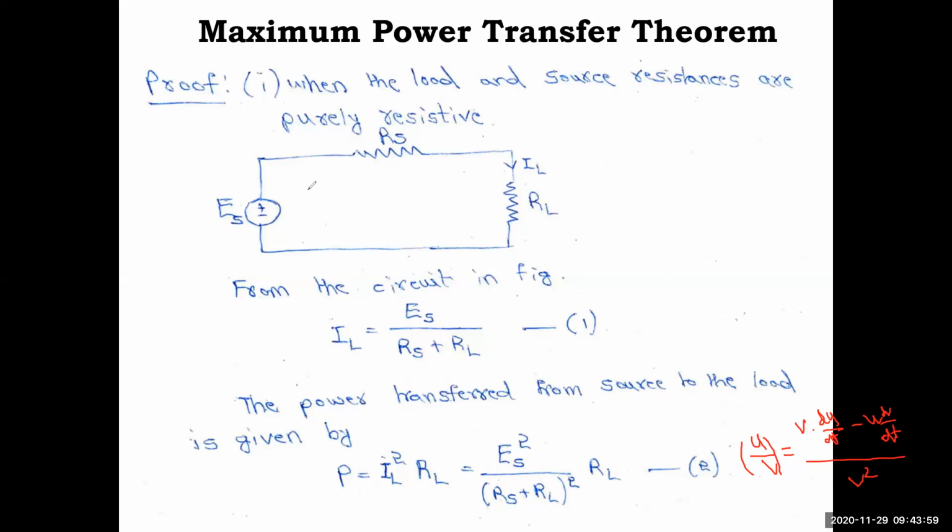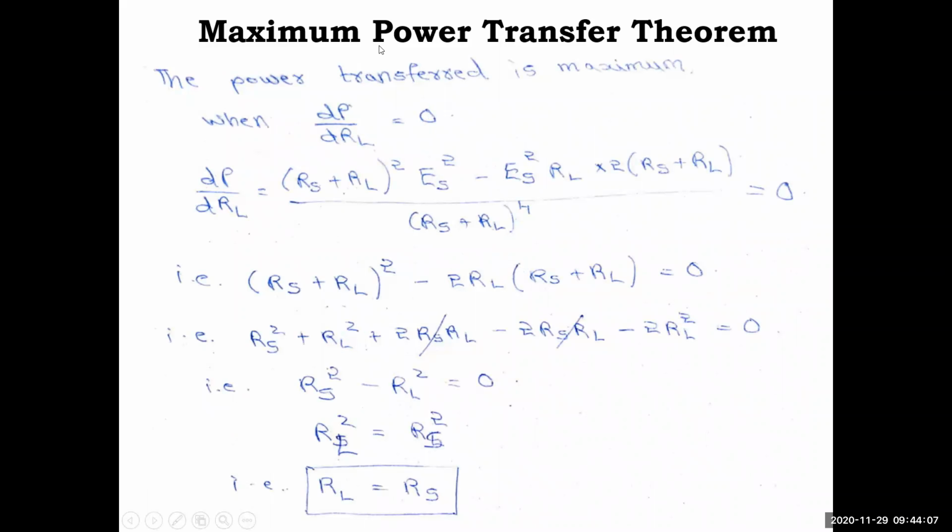Just see that equation, and note down this formula required here in all the three cases. That is the formula I have applied: Rs plus RL square into Es square into 1, minus Es square into RL into 2 into Rs plus RL, divided by Rs plus RL to the power 4. Now in the above equation Es square is common, and Rs plus RL to the power 4 is on the denominator. If you take this to the right side, Rs plus RL to the power 4 divided by Es square will come, that multiplied by 0 is 0. That's why straight away I have written 0 here. I have not shown that part, hope you understand.